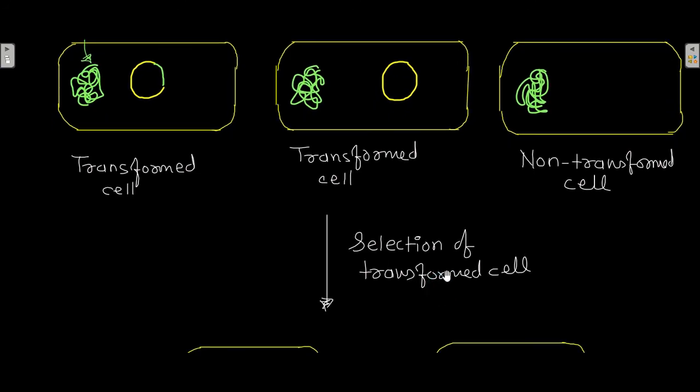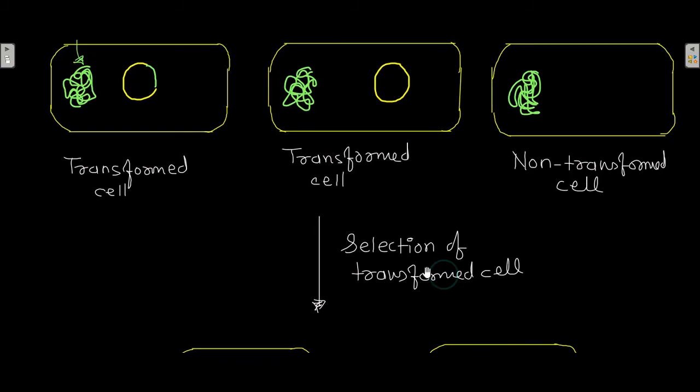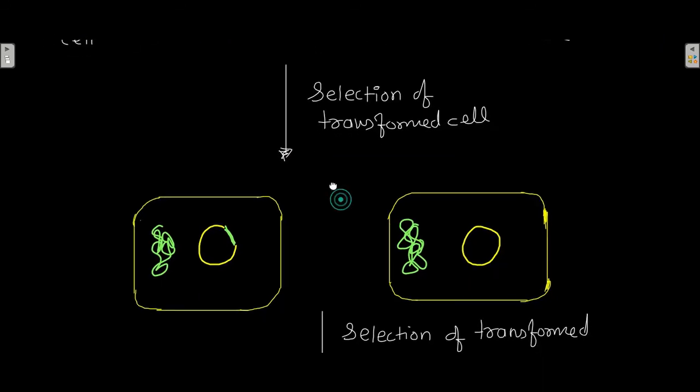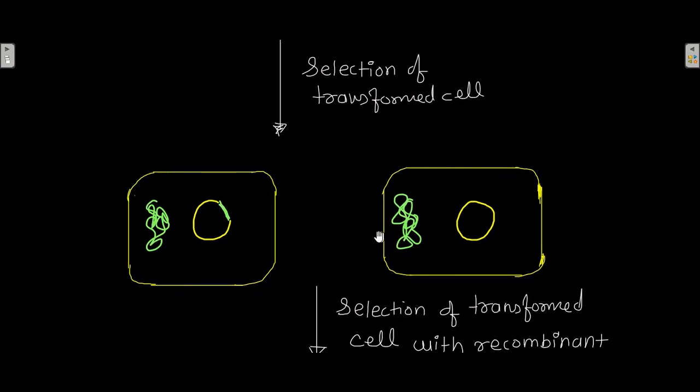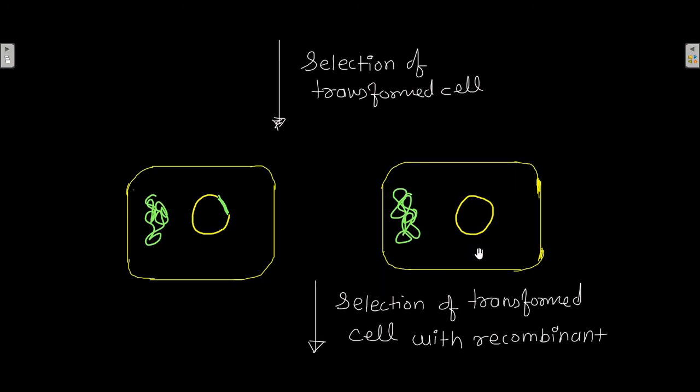That is, you put something in the media so that only transformed cells are capable of growing. After that you get transformed cells in your culture. Now both types of cells are transformed, but one contains recombinant DNA and the other contains normal, non-recombinant DNA. Now your aim is to isolate the cell which contains the recombinant DNA.